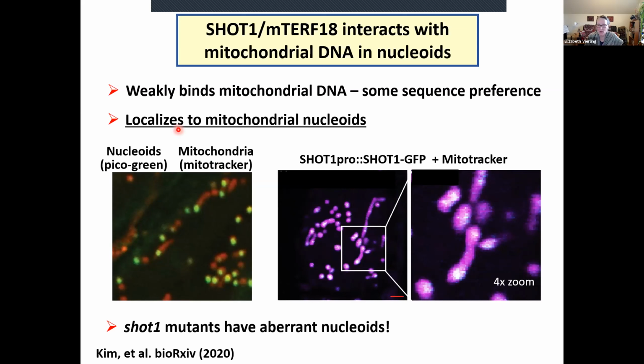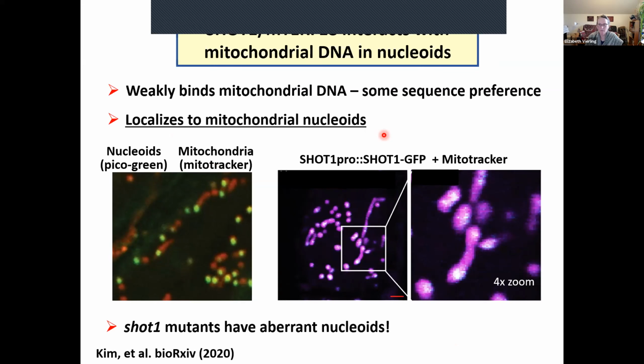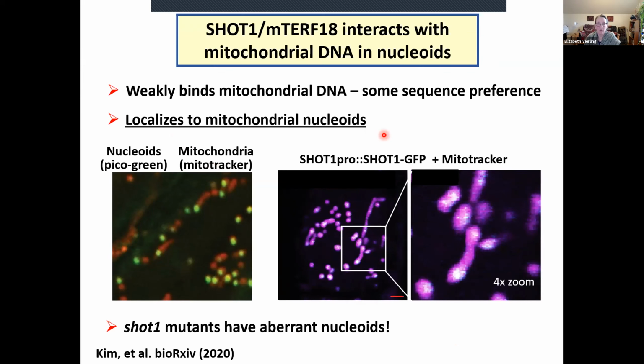Furthermore, if we look at the SHOT1 mutant nucleoids, they're aberrant, typically sort of exploded out and no longer punctate. So clearly there's some importance of interaction of this protein with nucleoids that's resulting in problems in mitochondrial gene expression and then propagating to reduced reactive oxygen species and heat tolerance.